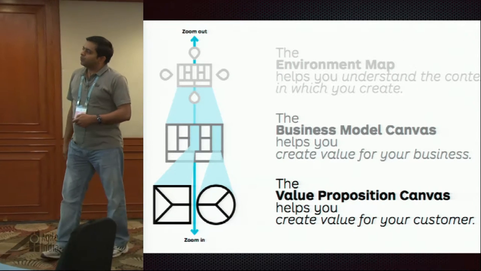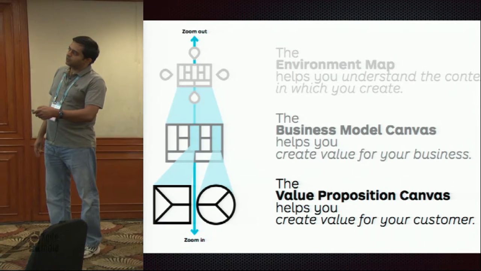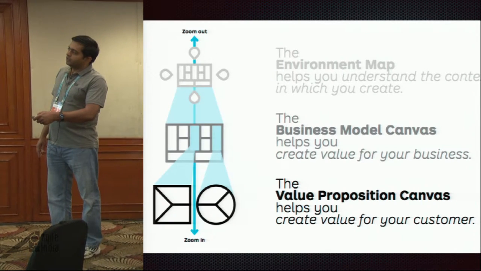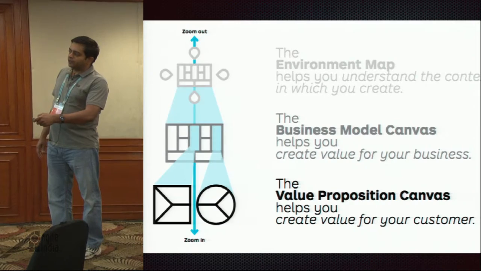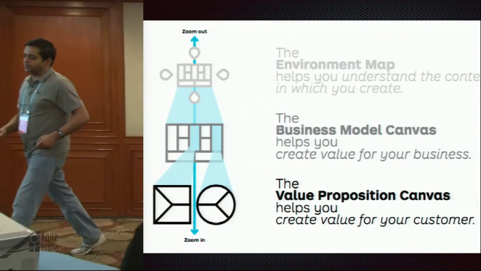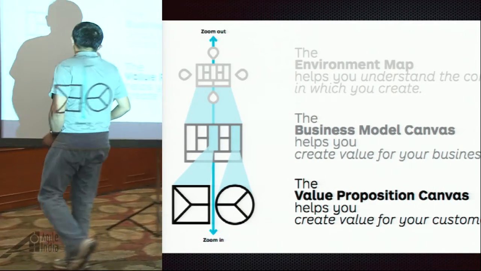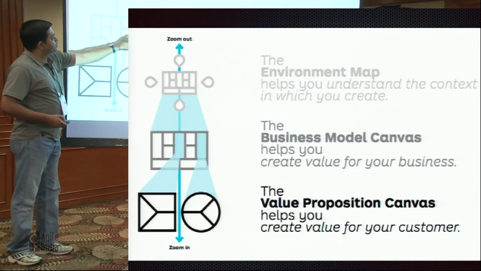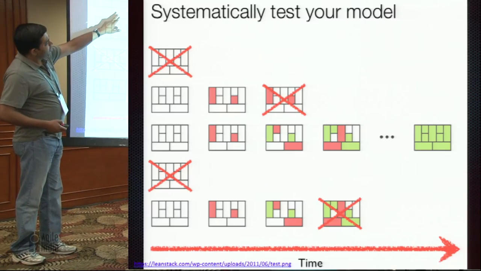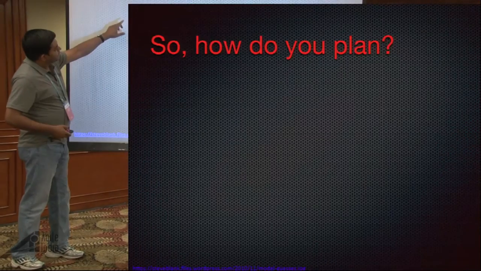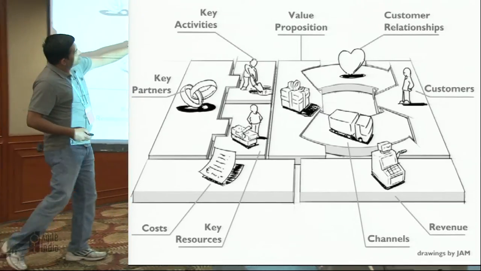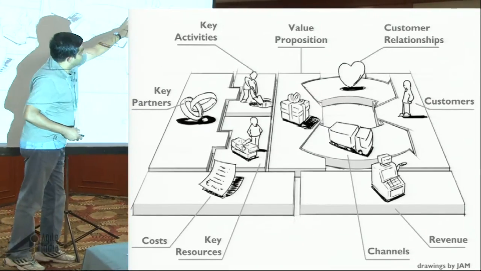So you can have a look at that. What he did was, he said, hey, basically we talked about the environment map as the first thing, then we went to the business model canvas, and now we are actually blowing up the business model canvas. If you see here, what they have done is these two columns here.